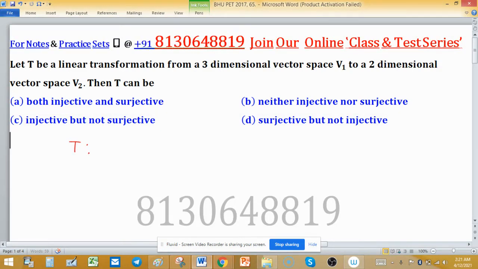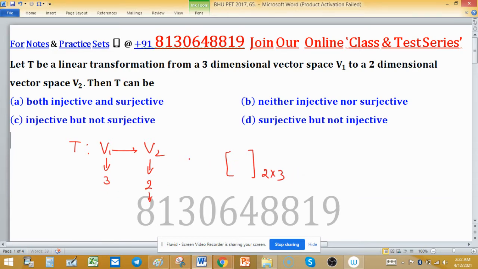transformation. As T is a linear transformation from V1 to V2, and the dimension of V1 is 3 and the dimension of V2 is 2. For a linear transformation there exists a matrix representation with respect to basis, and the matrix representation has the size 2 by 3. Means the dimension of the codomain becomes the number of rows and the dimension of the domain becomes the number of columns.